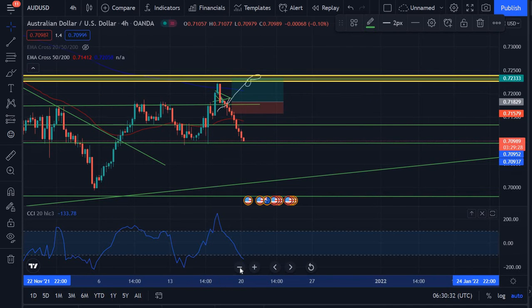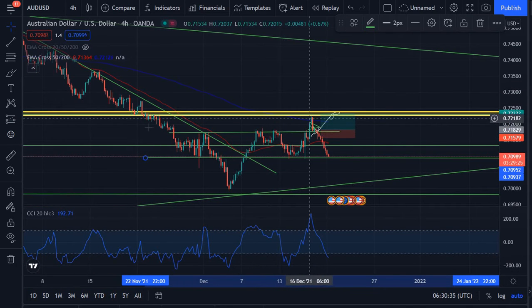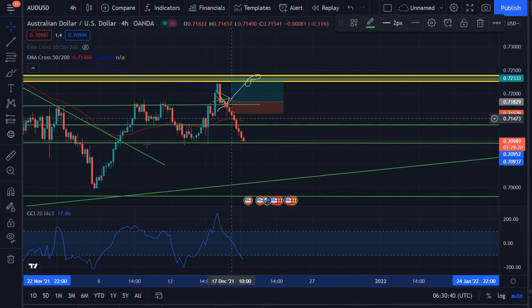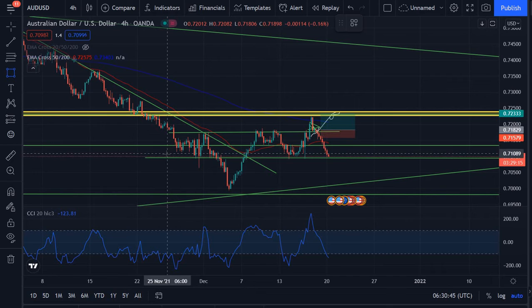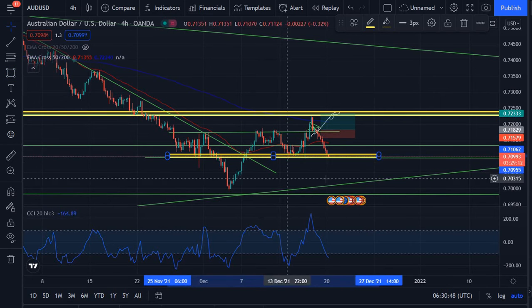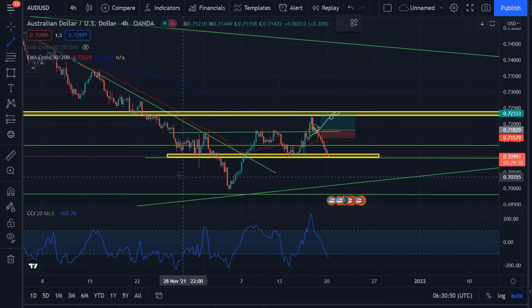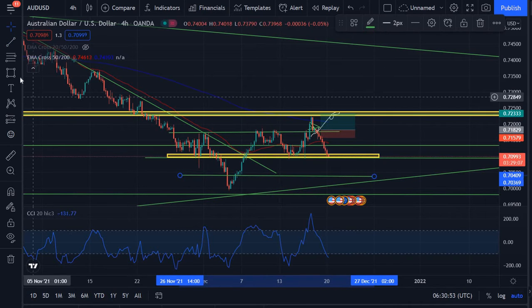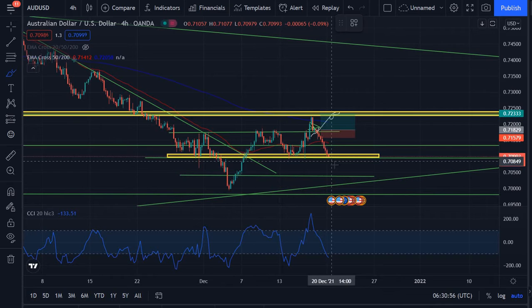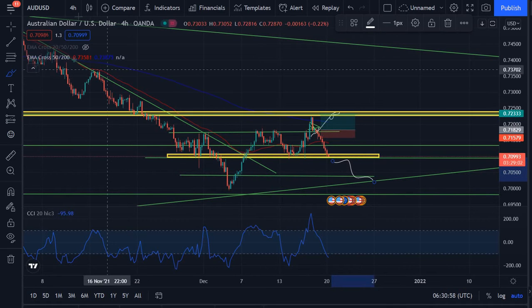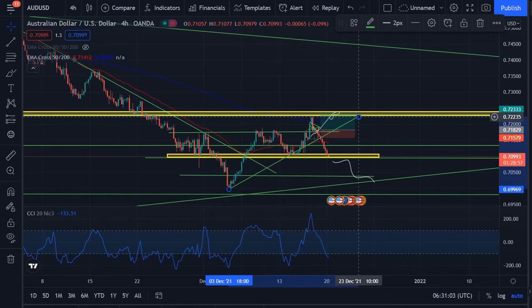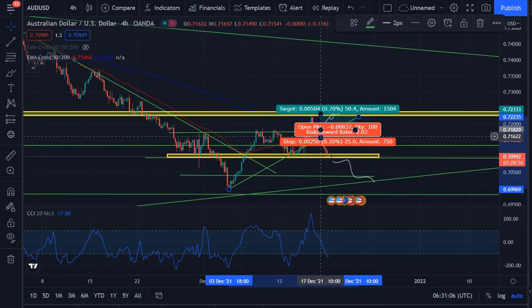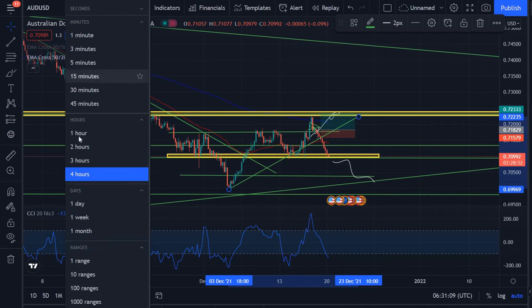We saw a movement to the upside here to this resistance line, and now we are pulling back to this zone here, and it looks like we'll break below it and then head to this zone here. So we broke this uptrend, this trend line, and have been on this downtrend ever since.